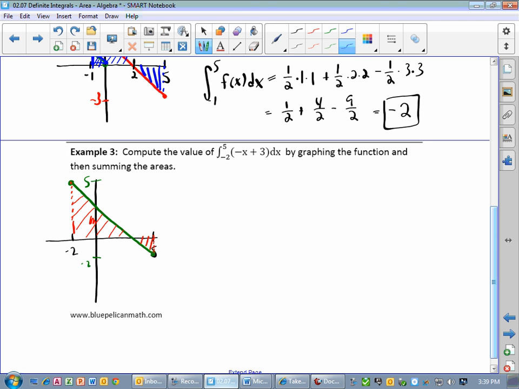Okay, the 0 or the root. So how do we find that root? Okay, we set this guy equal to 0, and that's 0 at 3. Okay.